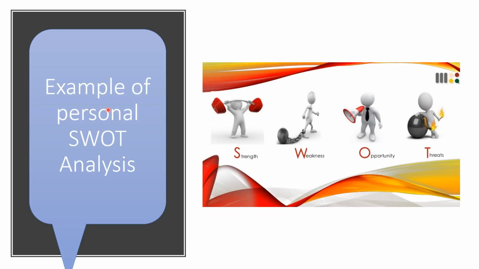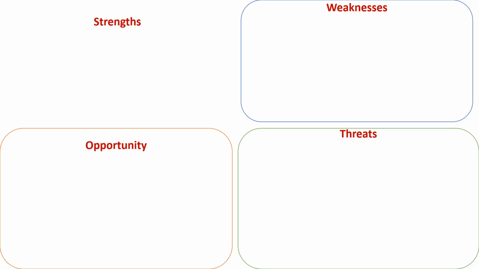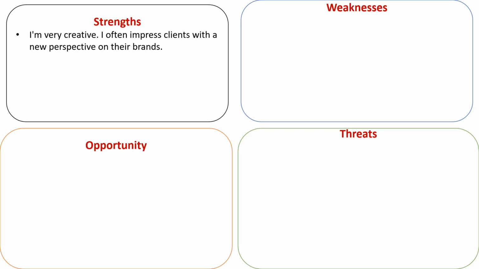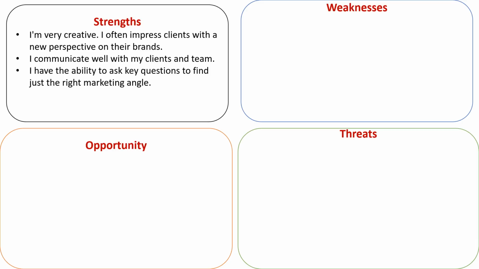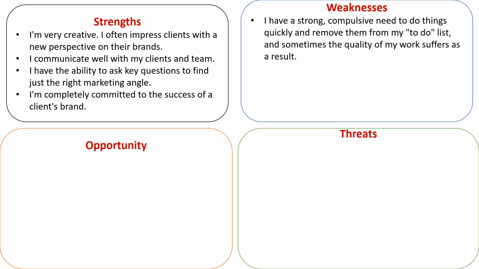Okay, now an example of a personal SWOT analysis. I'm just giving you one example of a personal SWOT analysis. Strengths. This is just an example for you. I'm very creative. So this is a strength, right? I have a very good communication skill, and my clients are very happy with me. This is a strength. I can ask key questions. I'm very good at asking questions and understanding the points. I'm completely committed. So these are your strengths.